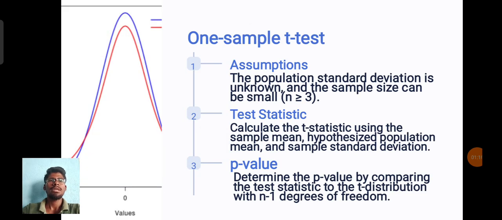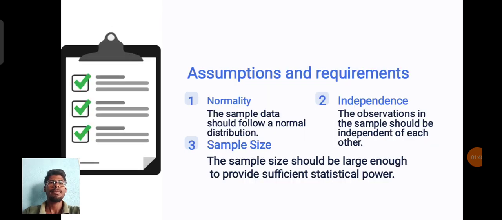One sample t-test. Assumptions. The population standard deviation is unknown and the sample size can be small, n less than or equal to 30. Test statistic. Calculate the t-statistic using the sample mean, hypothesized population mean and sample standard deviation. P-value. Determine the p-value by comparing the test statistic to the t-distribution with n-1 degrees of freedom.